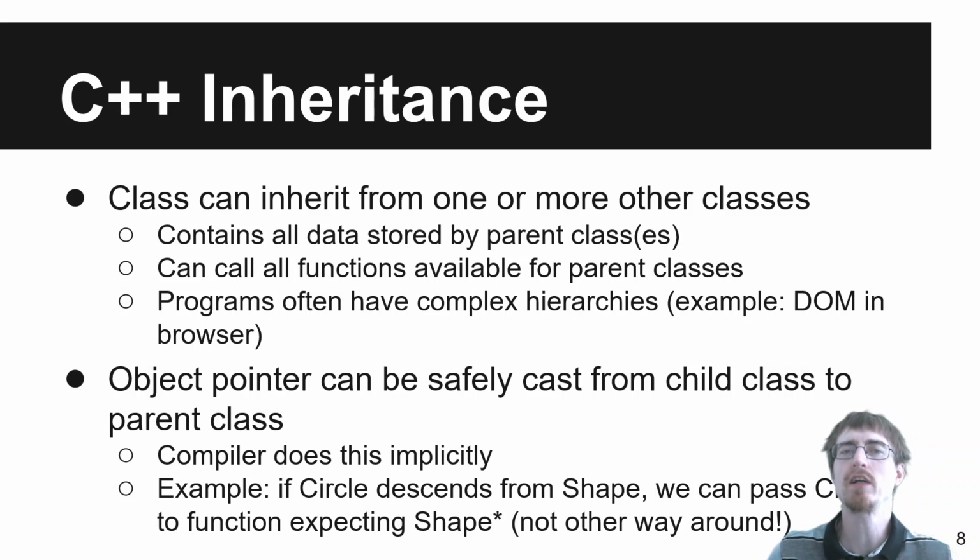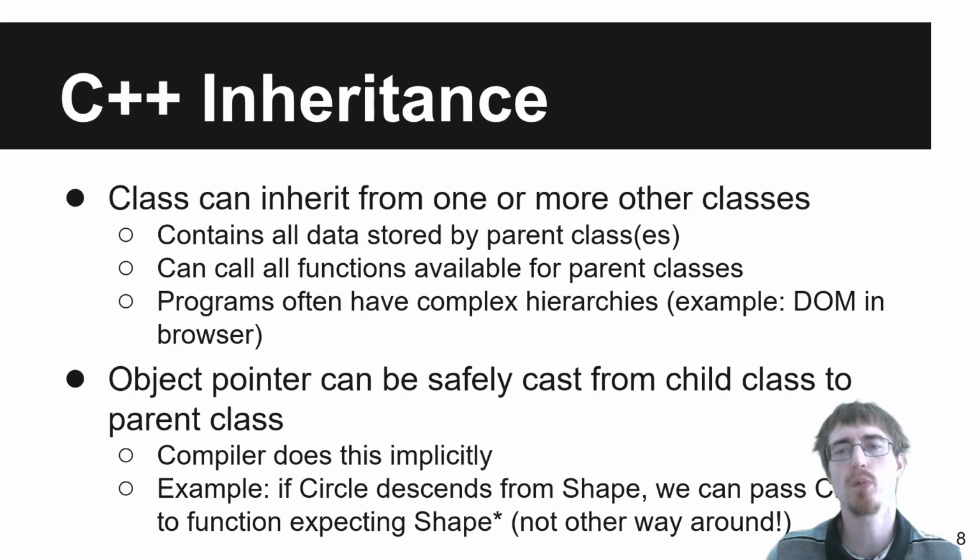Now, what is special about this and important for this lecture is that an object pointer can be safely cast from a child class to a parent class. And this happens all the time. In fact, the compiler does this implicitly. So think about the case where we have a circle class that descends from shape. So we're saying every circle is a shape, but this does not mean every shape is necessarily a circle.